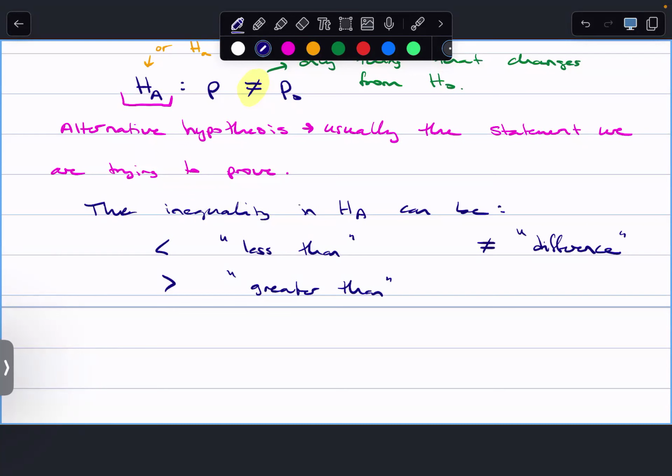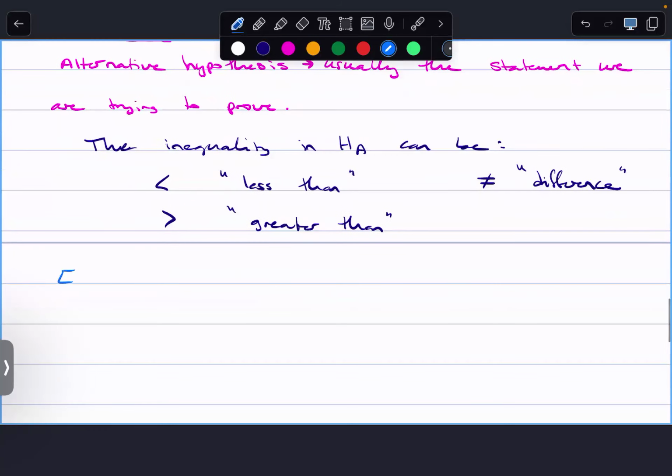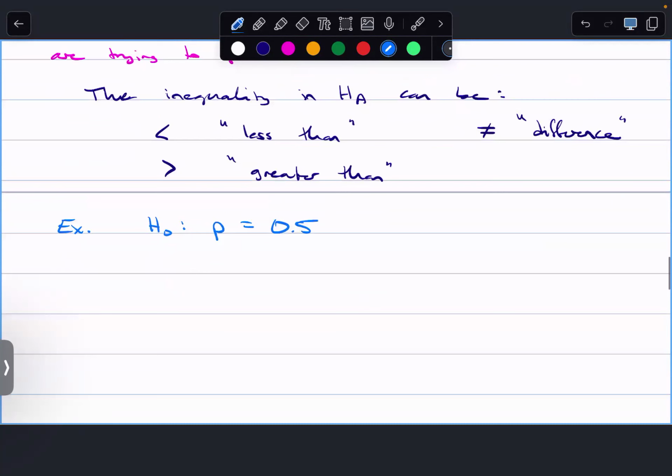And so in our scenario, for our example, we would have our null hypothesis, we said, is P is equal to 0.5. I have to assume that it's 0.5, right? But then my alternative hypothesis, if I want to prove a majority, then really what I'm trying to show is that P is greater than 0.5, right? A majority. And so those would be your null and alternative hypotheses.